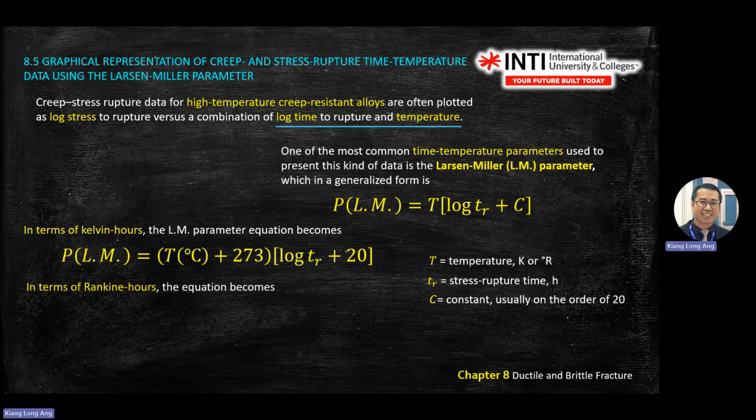Right. So there are two types of equation, the one in the middle here and the one here. If in terms of Kelvin hours, there are two equations. The one below, if the question gives you Rankine, you use this one, with the constant value 460. If you are using Kelvin hours, then you use this one. Normally we'll use the middle one, this one. Okay.